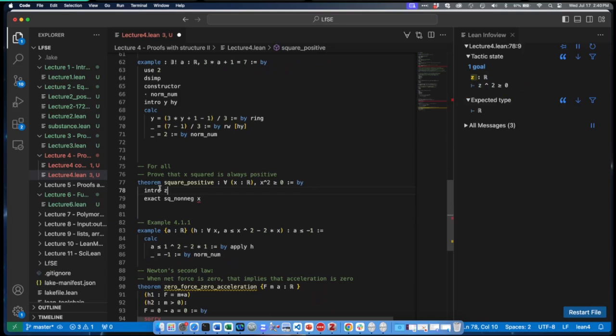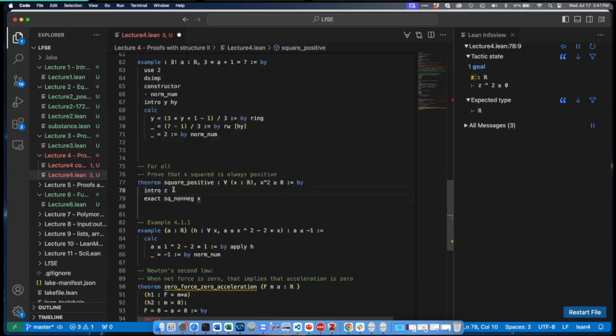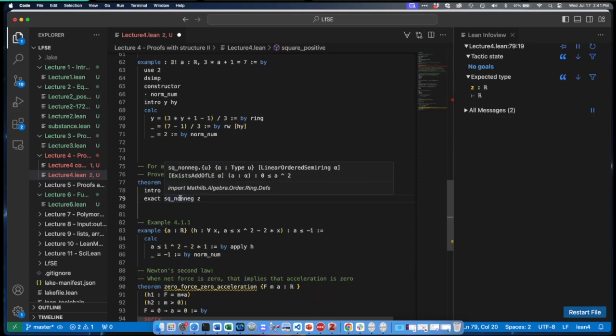That's sort of the tactic intro. I'm introducing a new assumption. I'm introducing one or more hypotheses. Hypothesis means assumption in math language, okay? And it optionally gives them a name. Anyways, this one works.